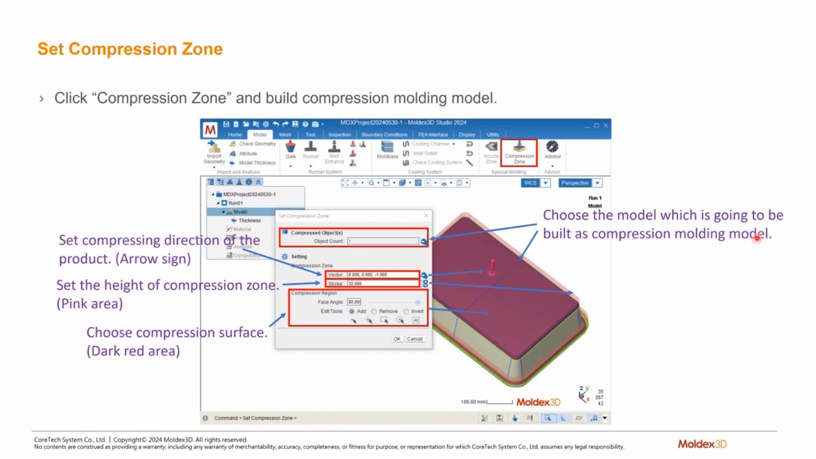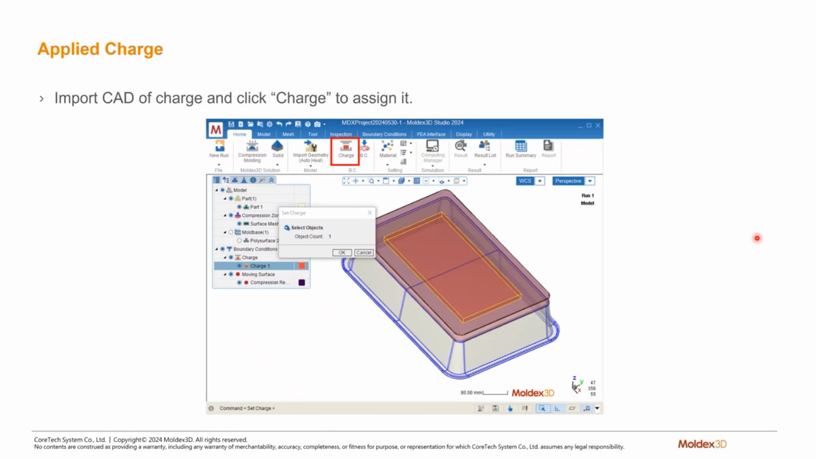This is the compression zone interface in Moldex3D. Here, you can set the compression distance, the direction, and the compression model. This is the applied charge interface.